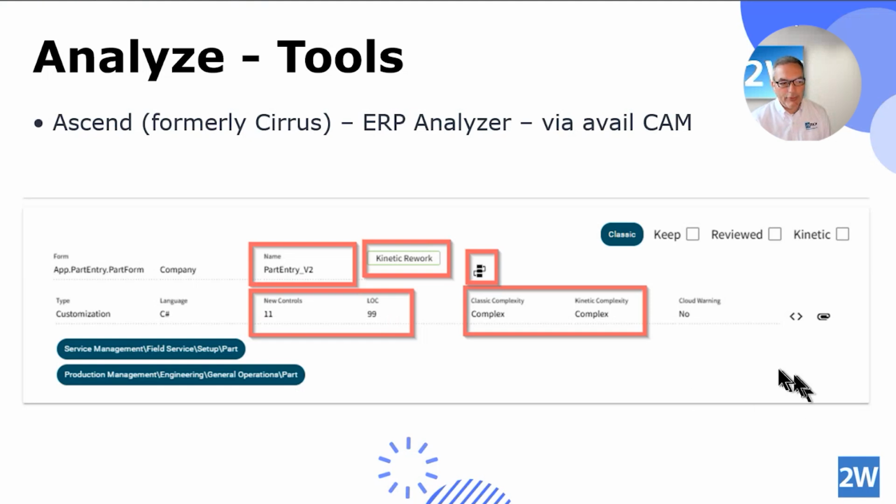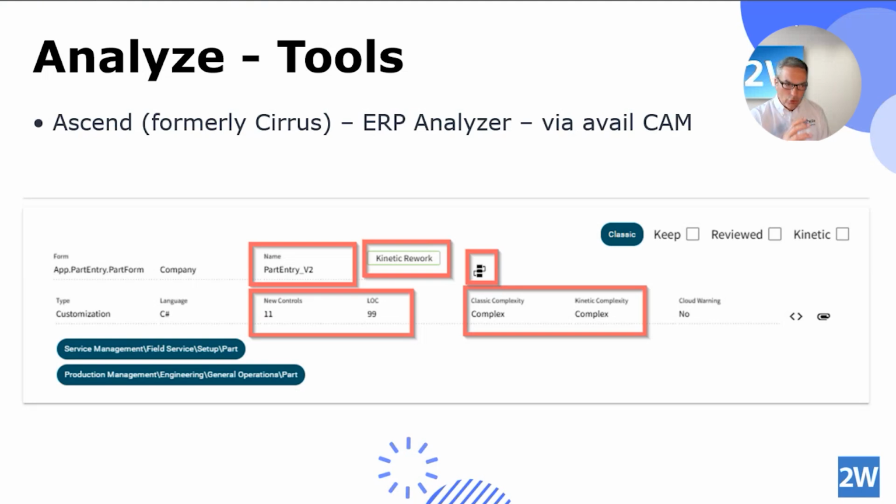Now, a couple of other useful pieces of information in terms of assessing initially how much work I have to do here are the classic complexity. In other words, the Upgrade Analyzer tool has looked at the code that implements this customization and assigned a relative level of complexity. And again, there's simple, intermediate, and complex.